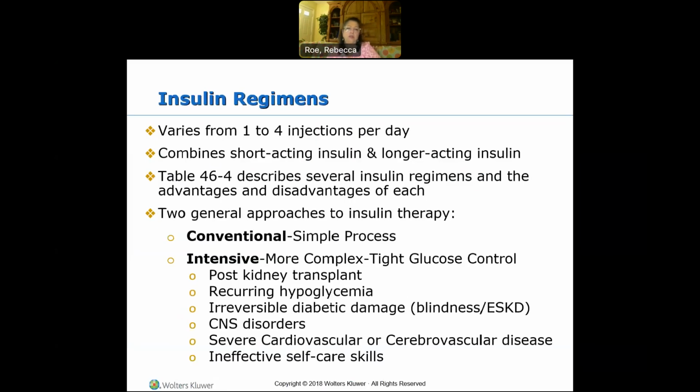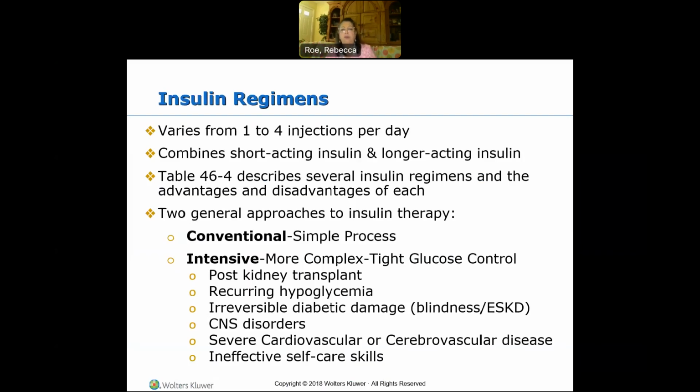Insulin regimens can vary. There's two approaches to insulin therapy, and it can be a very conventional or simple process, or it can be intensive. And so table 46.4 describes different regimens and the advantages and disadvantages of each. But these are types of things that you need to consider depending on the type of patient you're caring for. The insulin regimens combine short-acting insulin and longer-acting insulin.